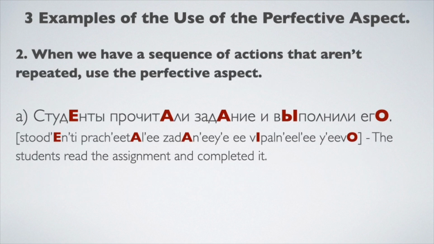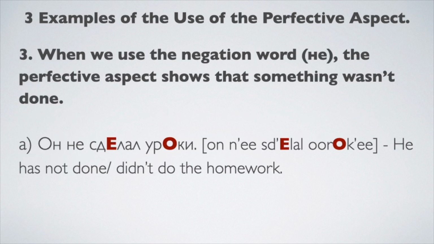Number 2. When we have a sequence of actions that are not repeated, we use the perfective aspect because each action must be completed before the next one starts. For example, A. Студенты прочитали задание и выполнили его. Number 3. When we use the negation word «не», the perfective aspect shows that something wasn't done. For example, A. Он не сделал уроки.